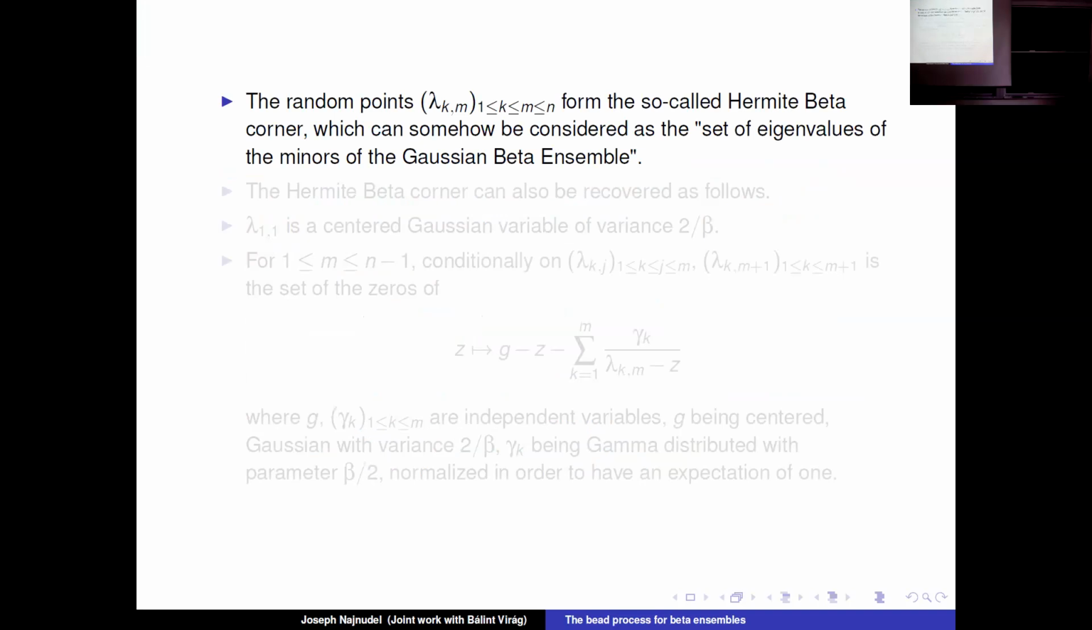And these random points are called Hermite beta corner. So it can be somehow seen as the set of eigenvalues of minors of the Gaussian beta ensemble. Of course, this is only informal because we don't have matrices involved when we construct the G beta E. So talking about minors of matrices is somehow not really accurate.